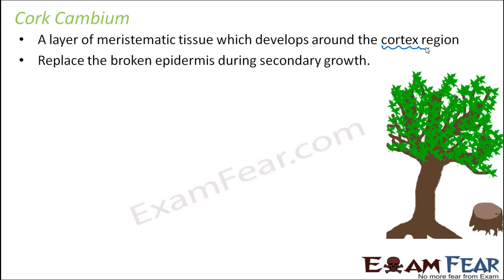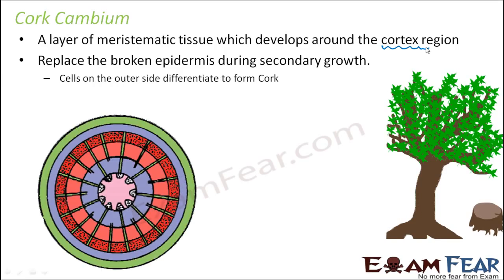So what does it do? It tries to replace the broken epidermis during the secondary growth. As I said, whenever secondary growth takes place, more and more secondary xylem is formed. As a result, the secondary phloem and the primary phloem get destroyed. So the epidermis layers also get broken. So all the outer layers get broken. So there has to be something which will replace the broken epidermis, because if epidermis is not there, there is no protection. Correct? So for that purpose, a meristematic tissue develops in the cortex region and they will give rise to new cells which will be a replacement to the epidermis layer.